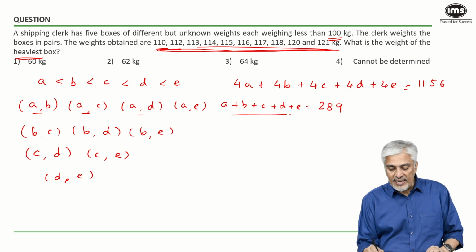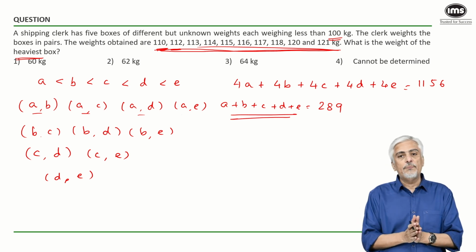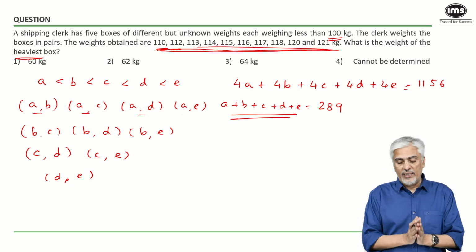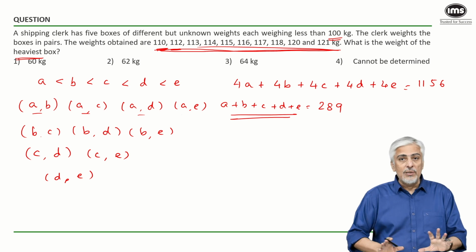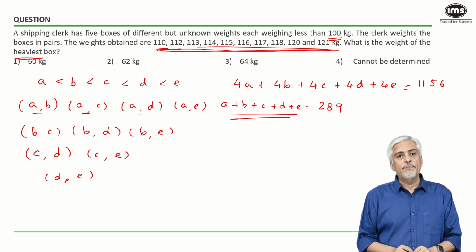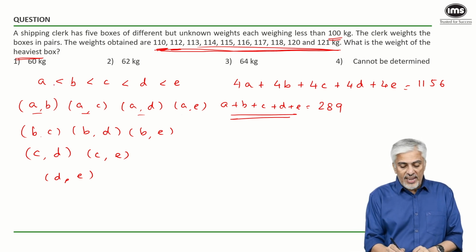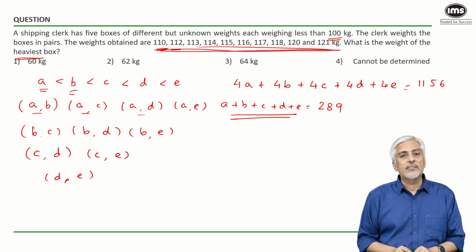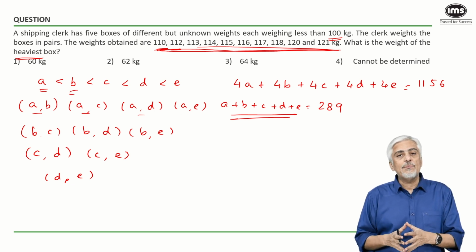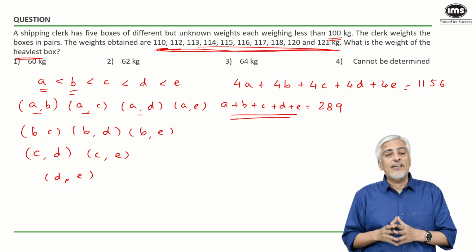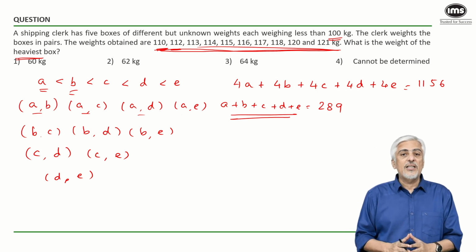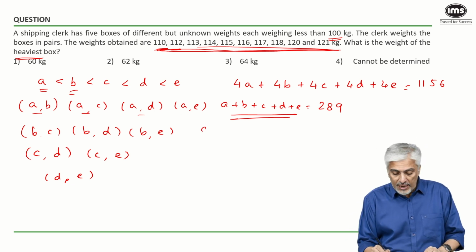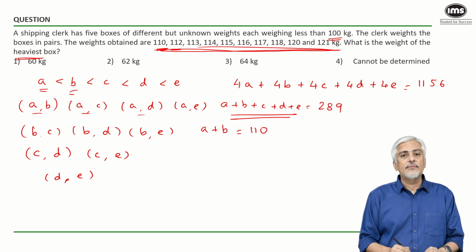I want to find E. Now comes the important part, and pay attention to this very, very, very carefully. Till here it was still doable. Now comes the important part. Now, if A is the lightest box and B is the second lightest box, can I say A plus B will definitely be the lightest pair? A plus B will definitely be the lightest pair. So, A plus B will definitely be 110.